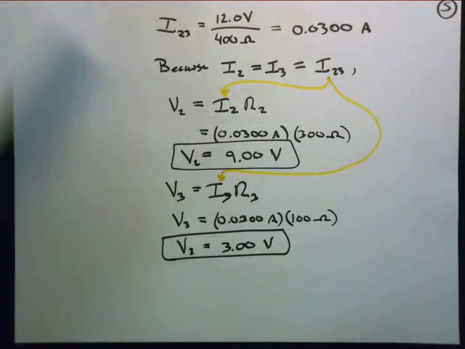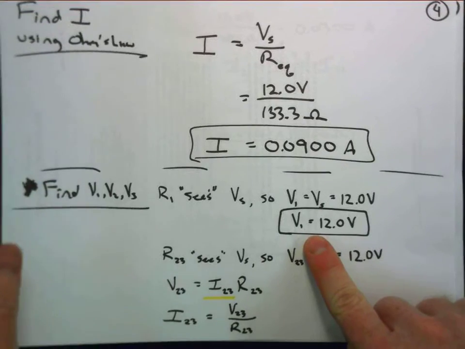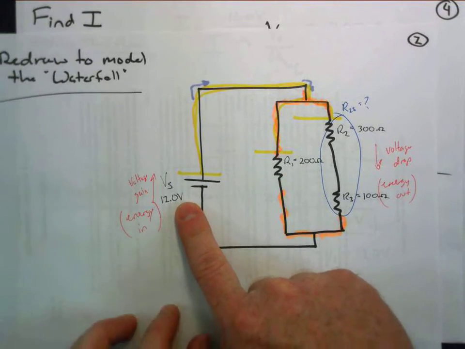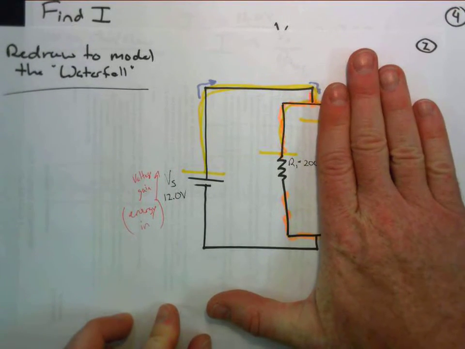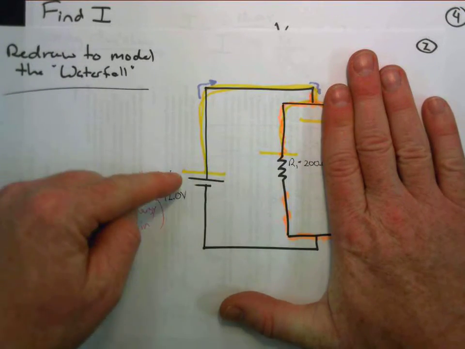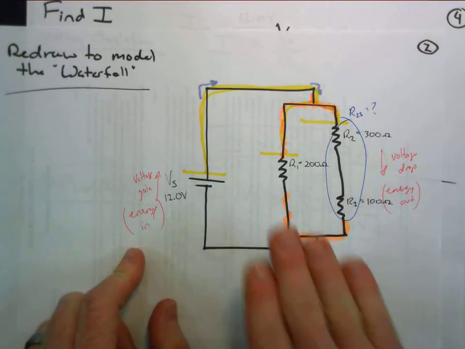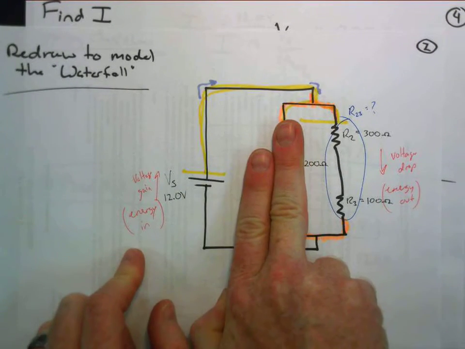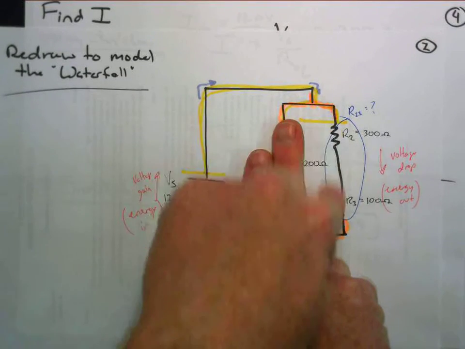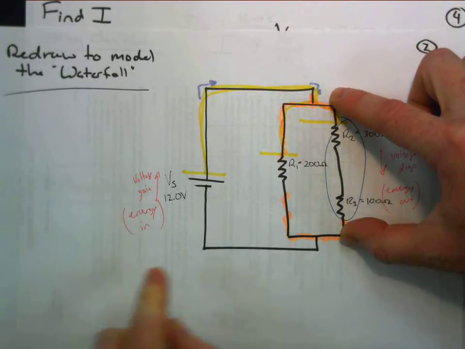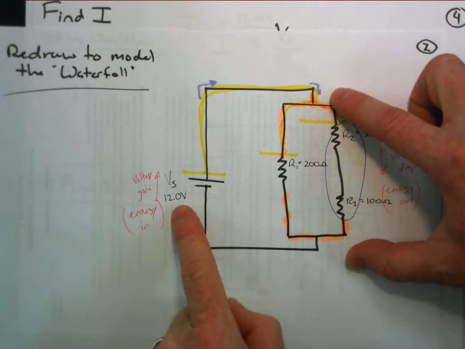Okay, and there's something interesting that you should be picking up on. So let's check this out. Voltage drop across resistor 1 was 12 volts. That was equivalent to the source, because if you get rid of that pathway, you still have a complete circuit and it's just through R1. Well, what if you get rid of this pathway in the middle, right here? You still have a complete circuit through R2 and R3, right? So R2 and R3 combined see a voltage drop equal to 12 volts.